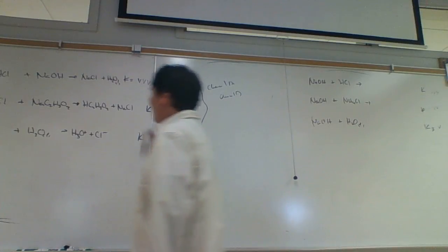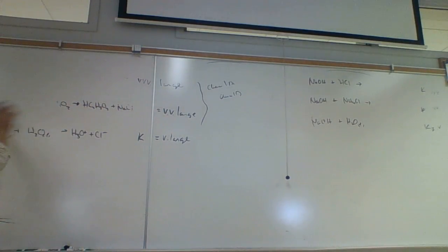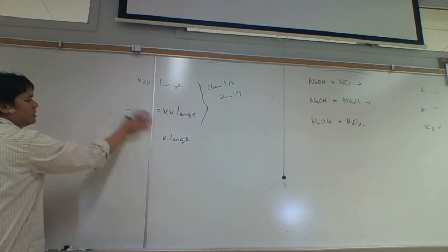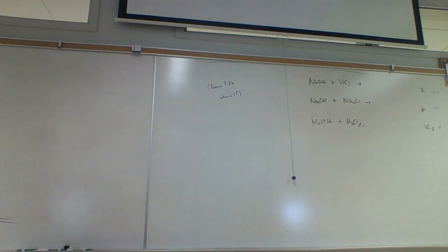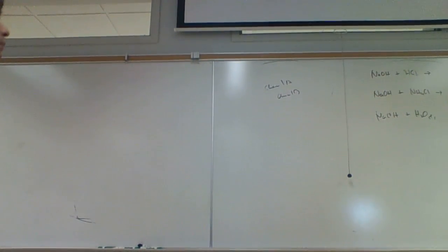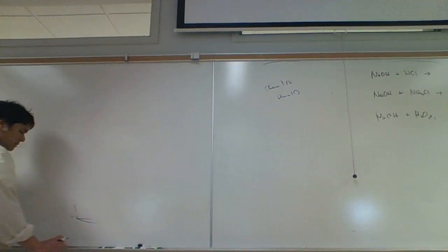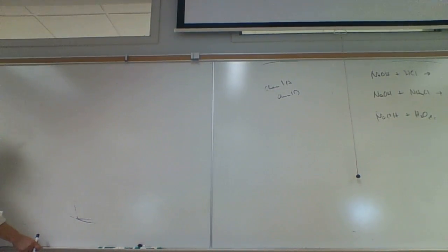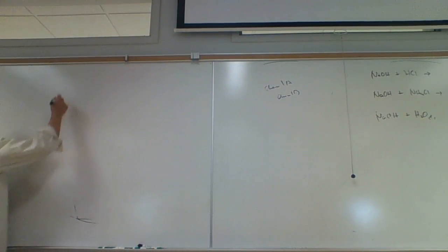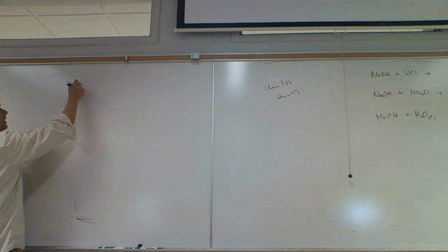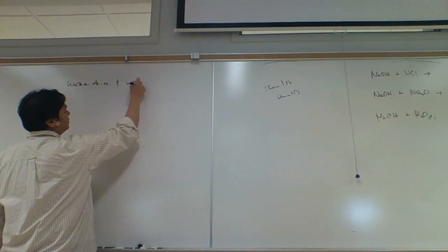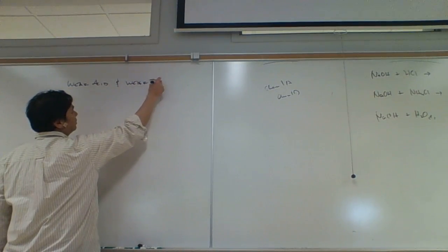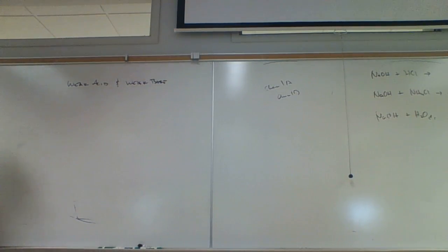And so those aren't that bad because we could actually do those using Chem 1A stoichiometry, or we could do those using Chem 1B stoichiometry using an ice table. But what happens when we have something like this? What happens if we have a weak acid and a weak base?